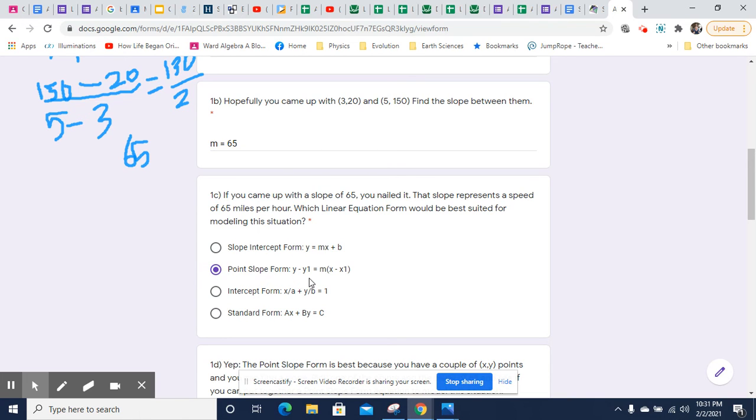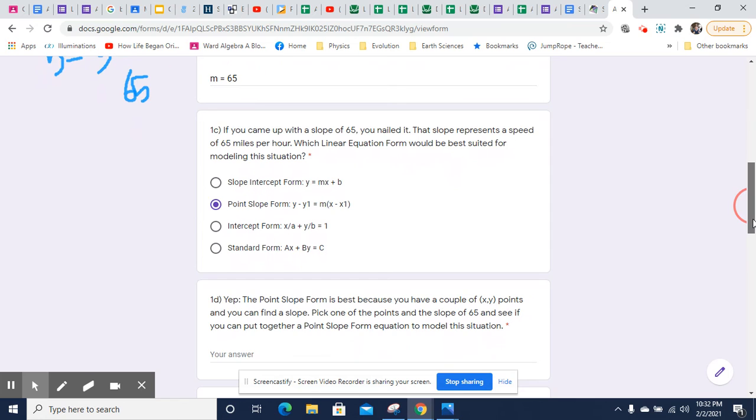y minus the y value from a point on the line equals slope times x minus the x value from that same point. So that is the point-slope form. That's the best choice. Slope-intercept form, we could work it out eventually, but it doesn't hand us the y-intercept. The intercept form doesn't hand us the x and y intercepts. And standard form really works best if you have intercepts as well.